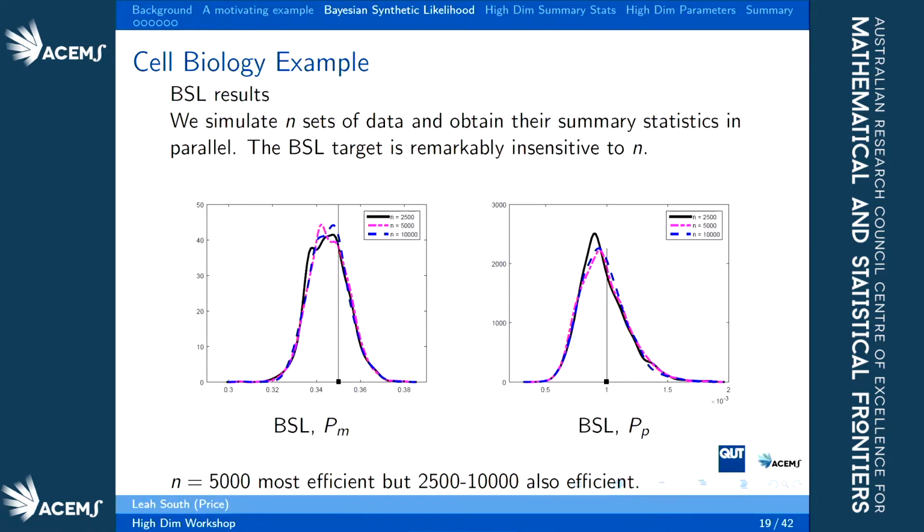was quite efficient. So this is a big range of n, which is kind of suggesting it's maybe a little bit easier to tune n here than it is in ABC. Also, you can see at the bottom in the black line is the true value, so we're covering that quite well.